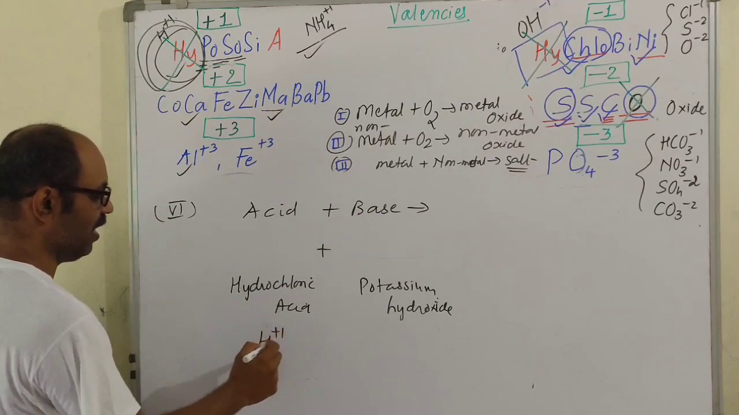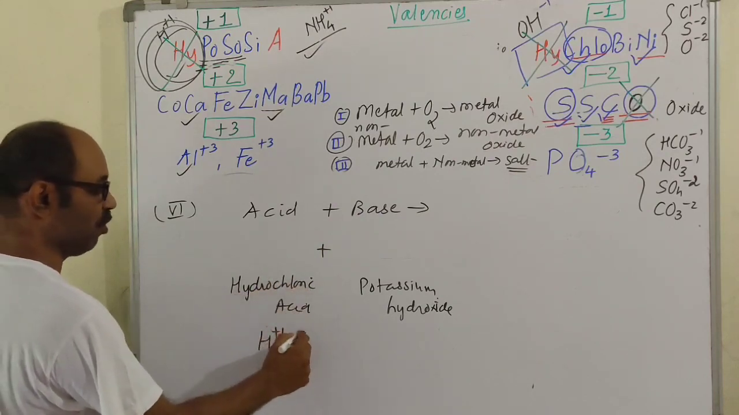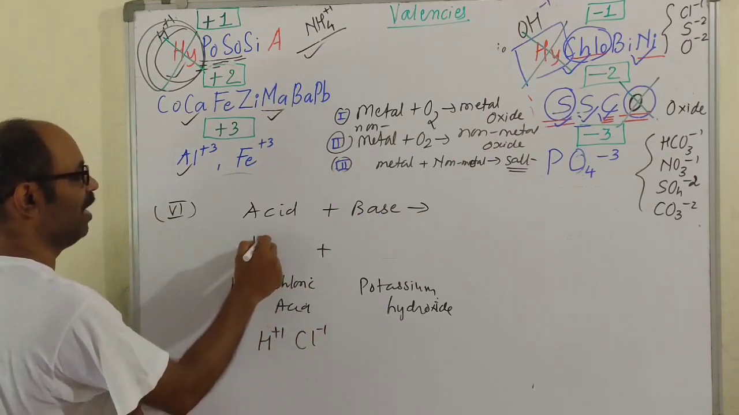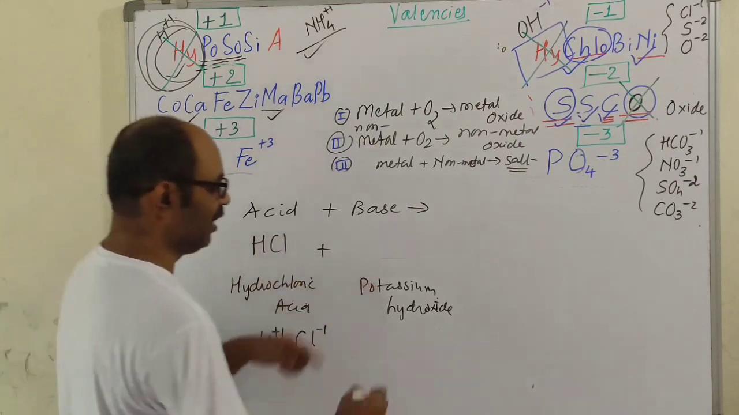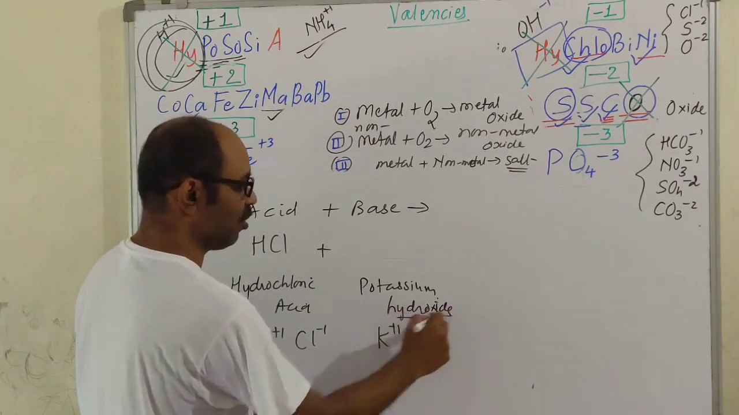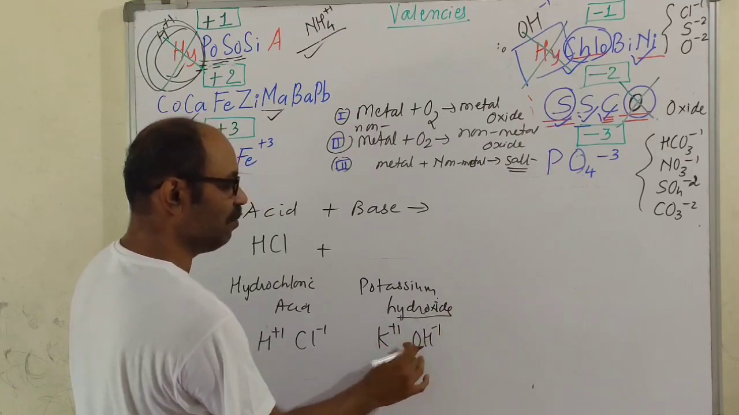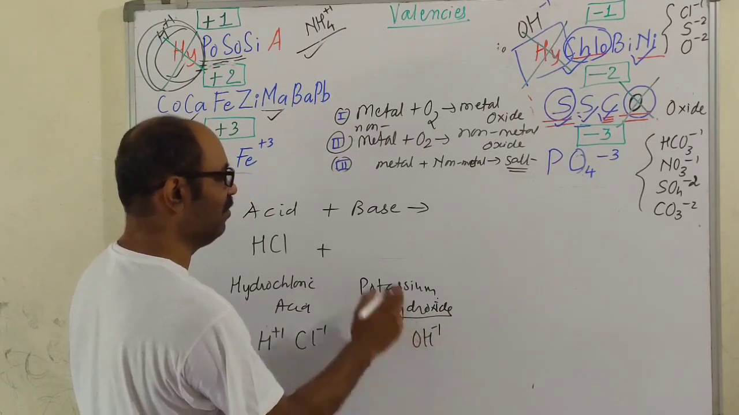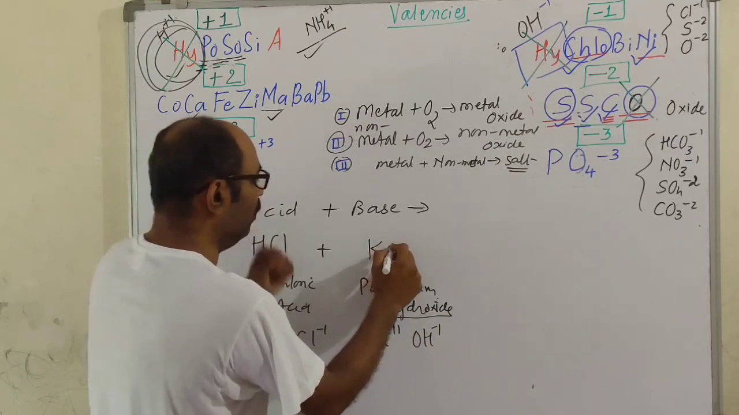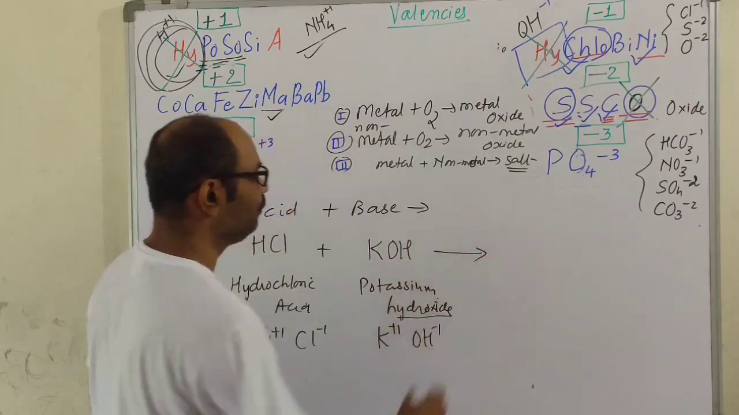एसिड में H+1 है. हाइड्रोक्लोरिक मींस क्लोराइड, सो फॉर्मूला बन गई HCl. पोटेशियम इज K+1. हाइड्रोक्साइड इज OH-1, +1 सेम. सो KOH.